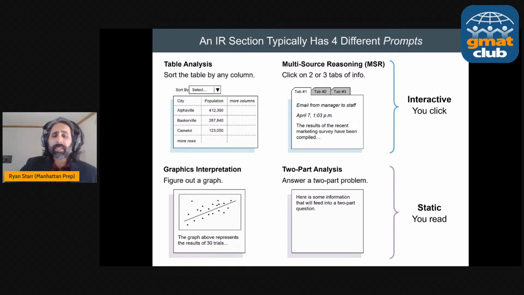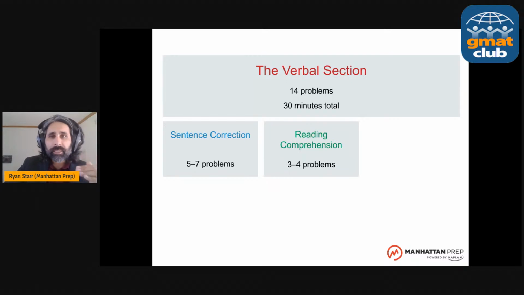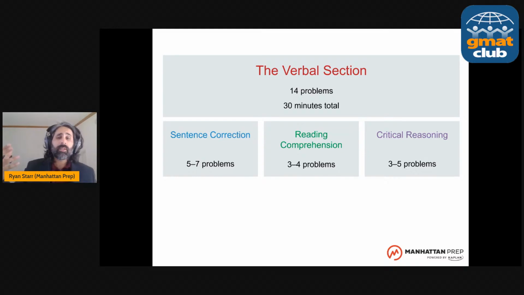Other stuff on the exam. So that's your IR section. Verbal section comes next. It's going to have 14 problems, 3 question types on it, the same 3 question types that are on the GMAT, for those of you who are familiar. Sentence correction, a bit more prominent than the other 2 types, reading comprehension and critical reasoning. Usually it's going to be 6 SC, 4 for reading comprehension, 4 for critical reasoning.